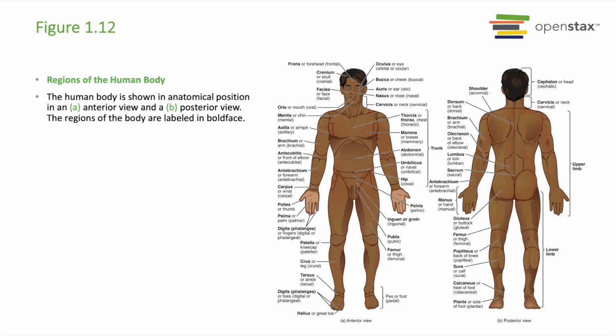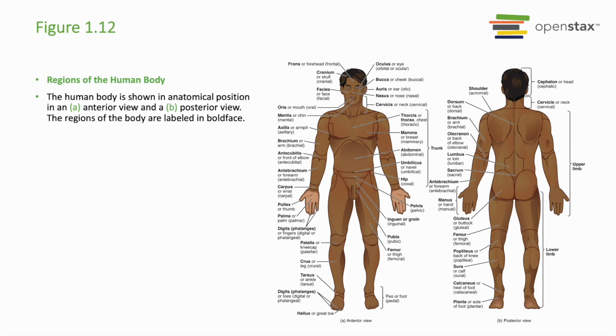The regions of the back of the arms, from superior to inferior, include the cervical region encompassing the neck, the acromial region encompassing the shoulder, the brachial region encompassing the upper arm, the olecranal region encompassing the back of the elbow, the antebrachial region encompassing the back of the arm, and the manual region encompassing the palm of the hand.